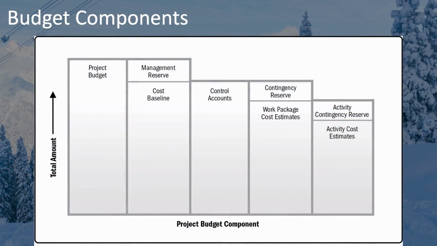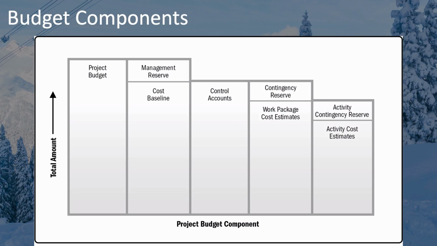Let's take a look at the different components of your budget. We'll take a bottom-up approach and start from the right and work our way left. On the right-hand side, we have the activity cost estimates. Each activity will have an estimate, and each activity can have, it's not necessary, but each activity can have a contingency reserve. Then you take all of the activities for a work package and add those all up, including the contingency reserves, and that becomes the cost estimate for each work package. And you do this for each activity and for each work package.